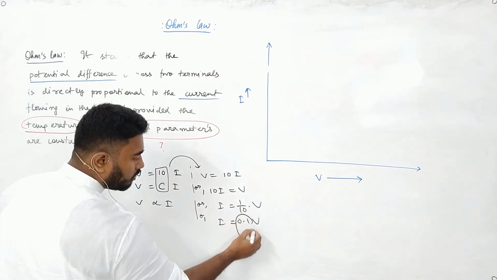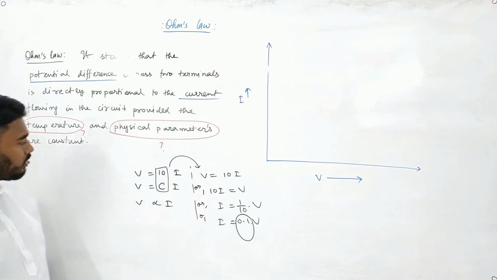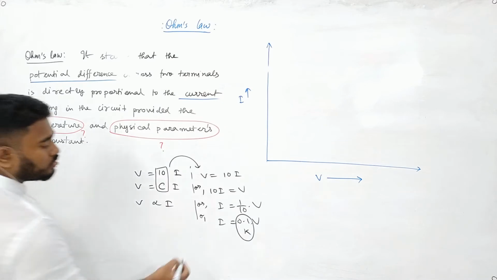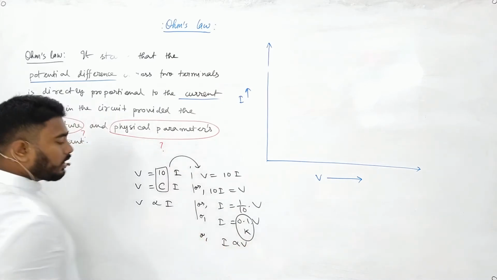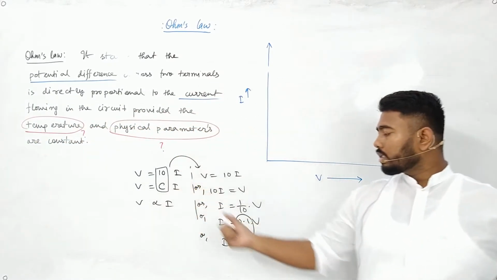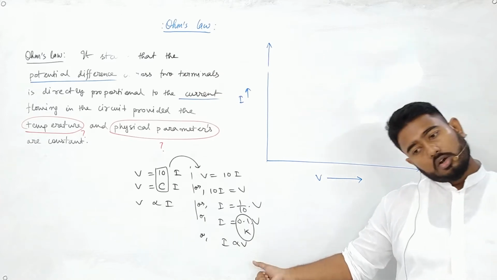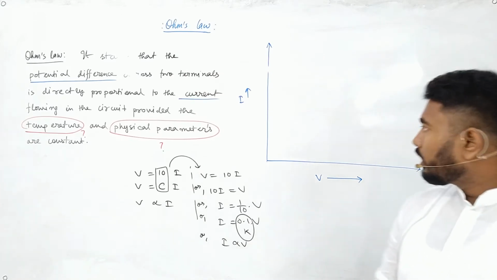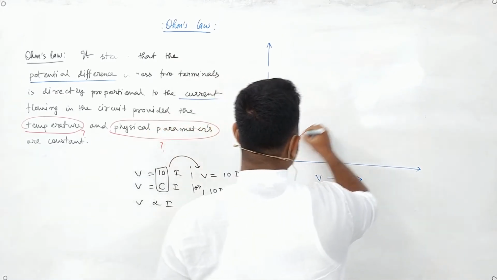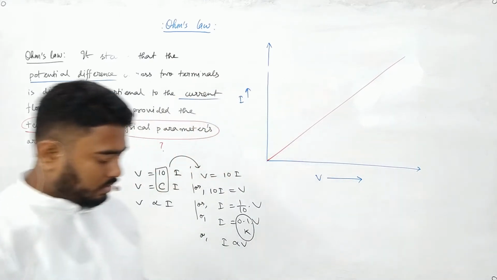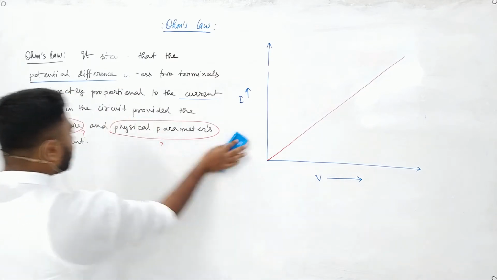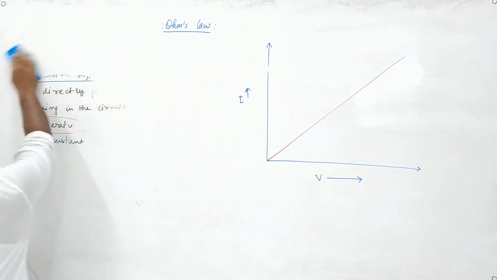Tell me, is this a constant too? See, if 10 is a constant, this is also a constant. 0.1 won't ever change. So we can also say I is proportional to V. So if V is proportional to I and I is proportional to V, then if it is a straight line in this case, it will also be a straight line in this case. Absolutely clear? Now suppose I have been given a question. All of you write down.